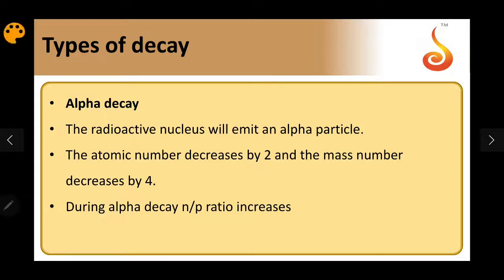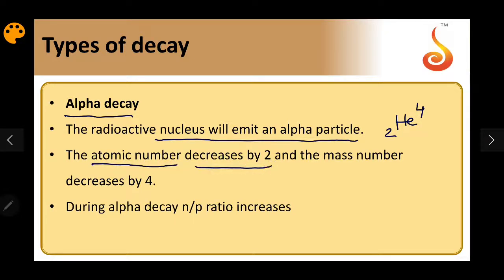So how does radioactivity take place? It can happen in different ways. Alpha decay: the nucleus will emit an alpha particle. An alpha particle is nothing but a helium nucleus, 4 and 2. So the atomic number, or the charge, will decrease by 2 units and the mass number decreases by 4 units. And during alpha decay, the N by P value increases.